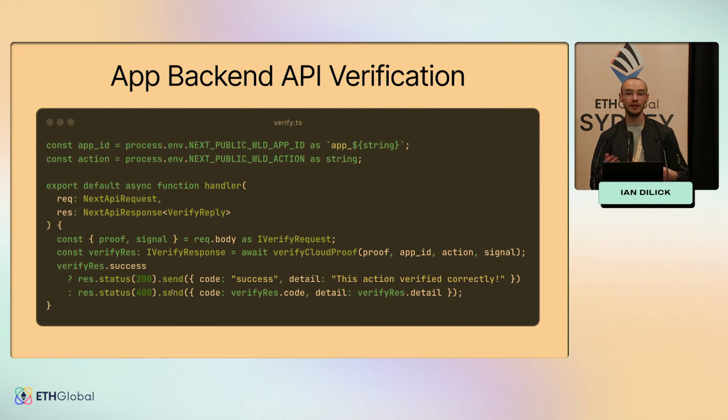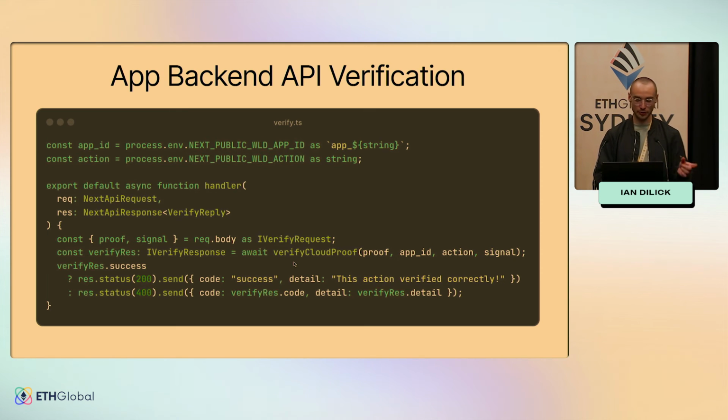So to verify the proof for a cloud action, it's quite simple. If you're someone who's built on World ID before, this will look new to you because we've added this verifyCloudProof function that handles the call to our developer portal API for you. So all you have to do in this case is pass that proof object that you got from IDKit to your application's backend. It has to be from your backend, not from the front end, as well as the signal if you used one.